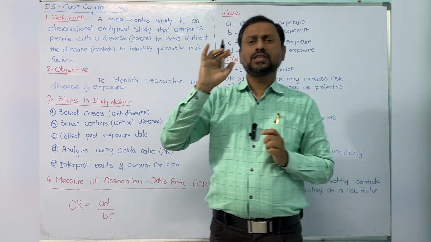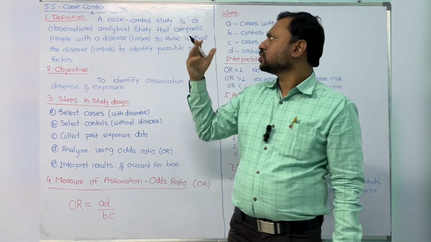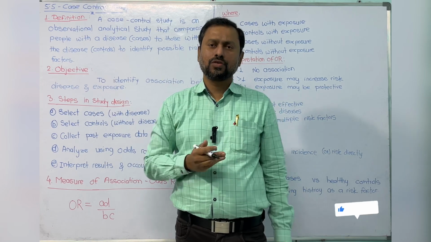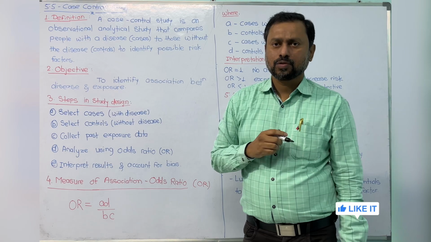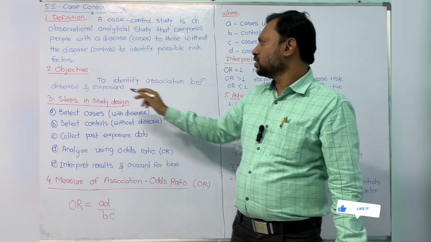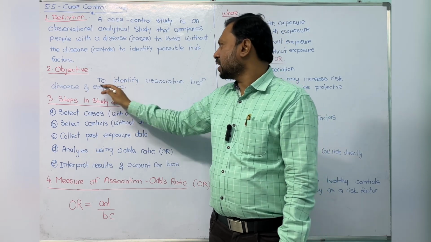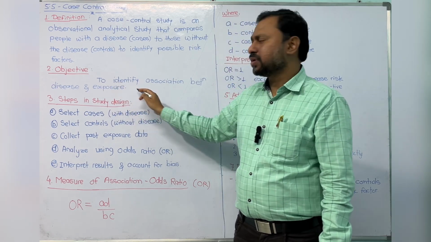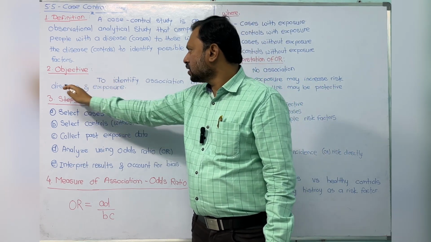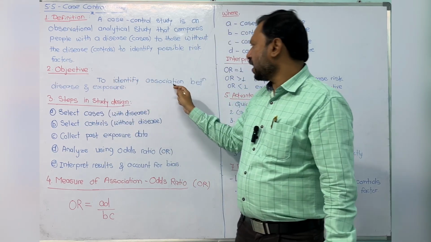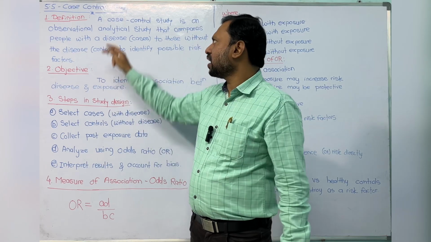Now the second step is the objective. Why should a researcher do a case control study? What is the objective here? To identify the association between disease and exposure. Exposure may be smoking, chemical industry smoke, or pollution, anything. Due to this exposure the disease is produced. We are identifying the association, whether there is a relation between the two things, in this study.